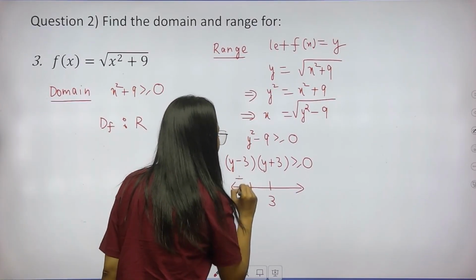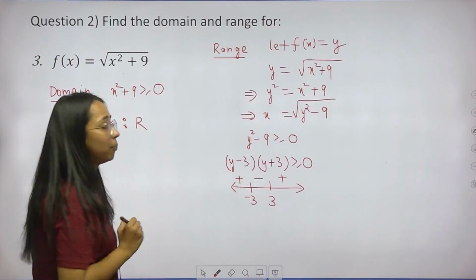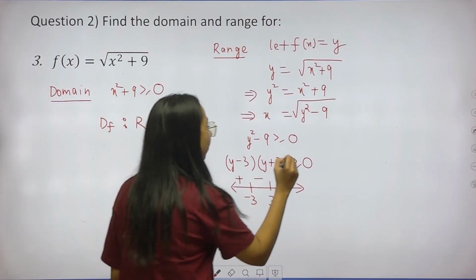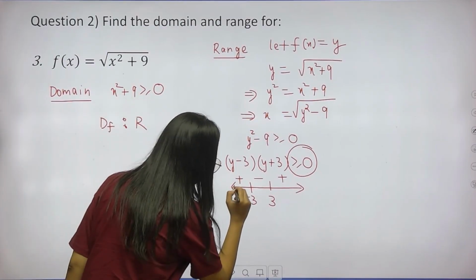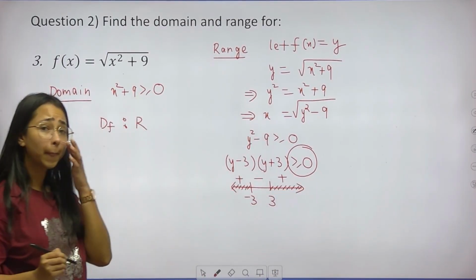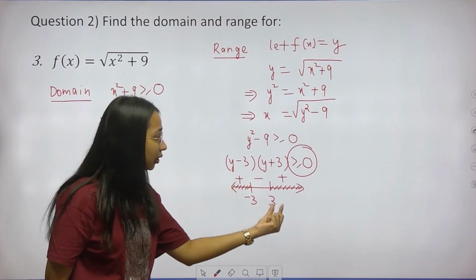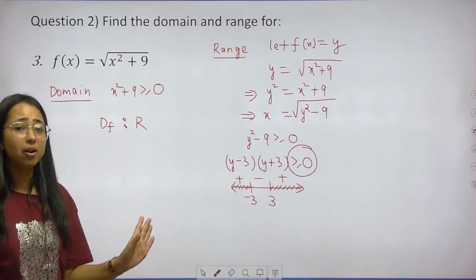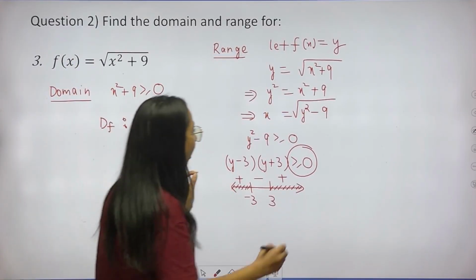So here it will be giving us a positive output, negative output, and again a positive output. We need the y values which are taking the positive output. So we'll take this portion and this portion. Okay. So does our y belong to minus infinity to minus 3 union 3 to infinity? Again it's a no. Why? Because again y cannot be a negative number.